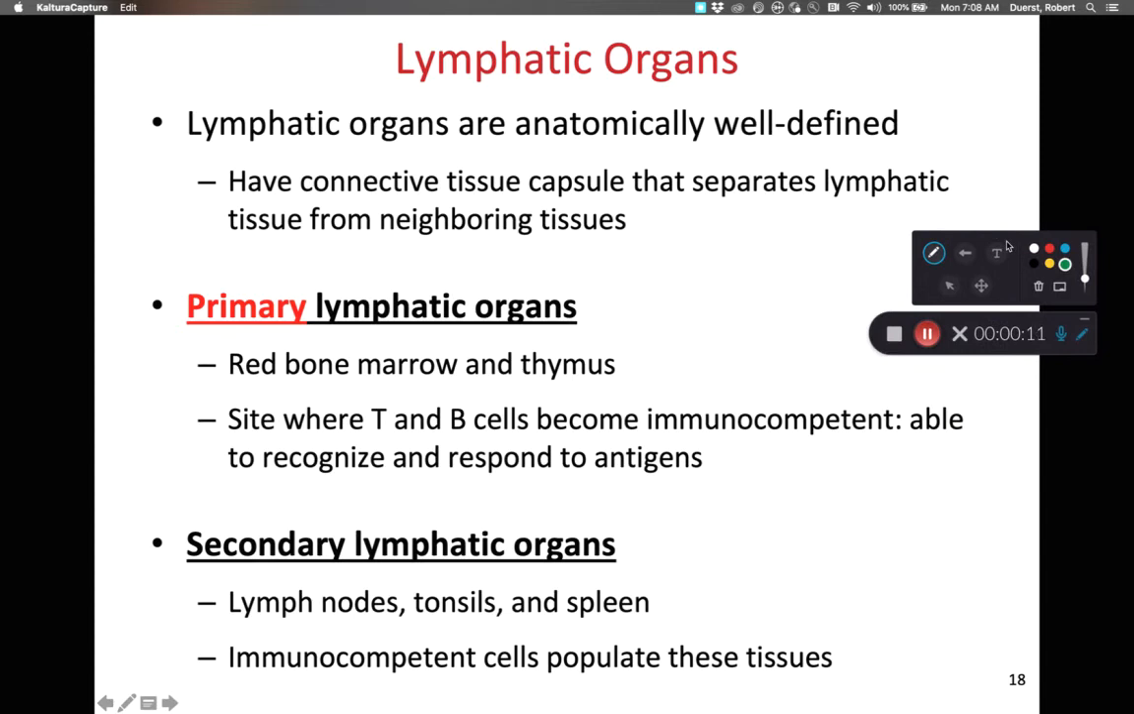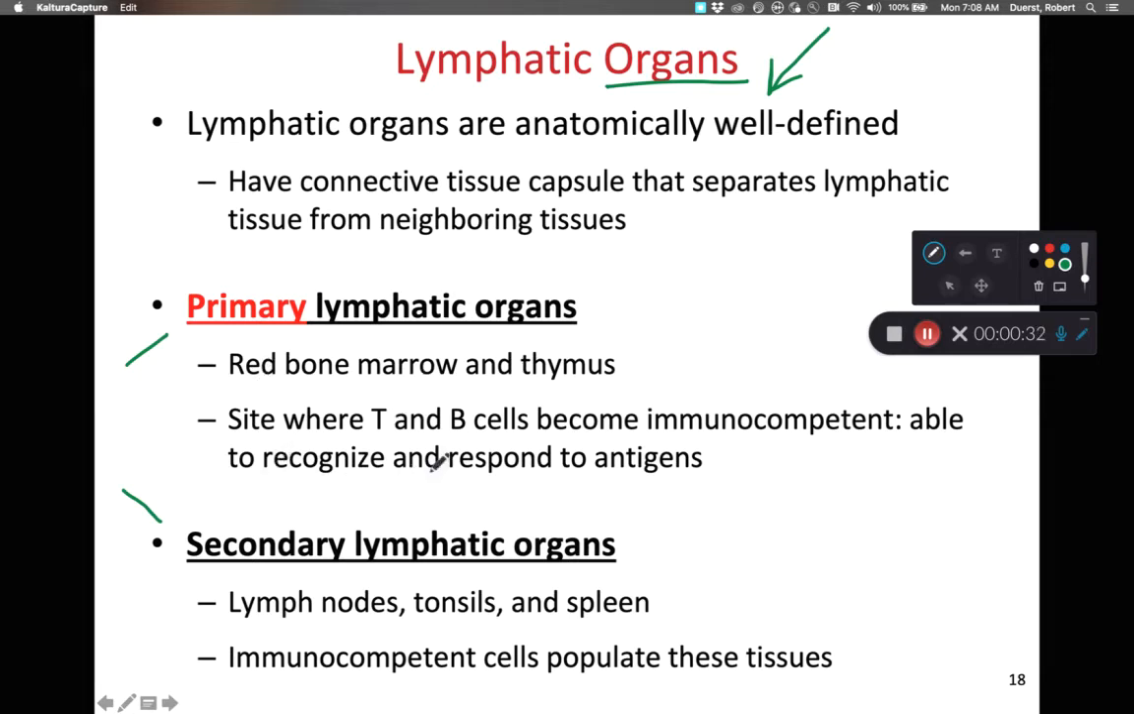Hey class, in this recording we're going to talk about lymphatic organs. As we look at lymphatic organs, we need to emphasize that to make them an organ, they need to be well defined anatomically speaking. So they're going to have some kind of connective tissue capsule isolating them from the surrounding tissue types.